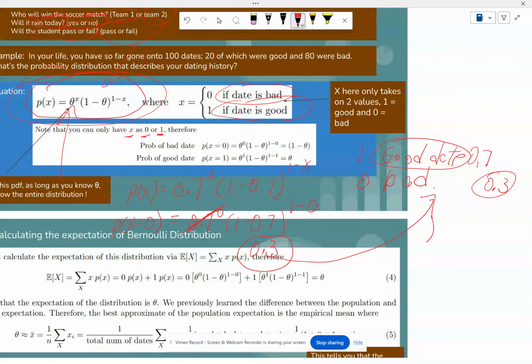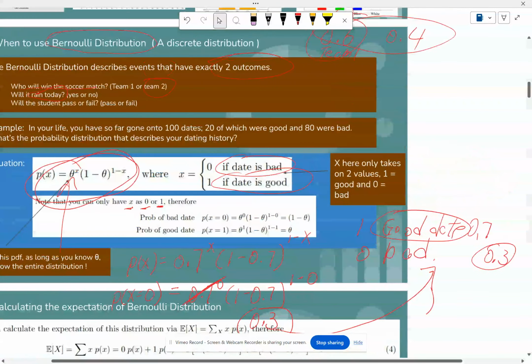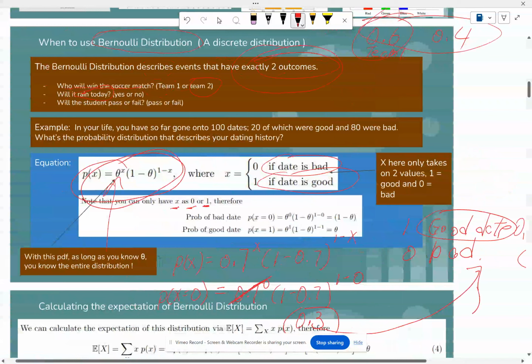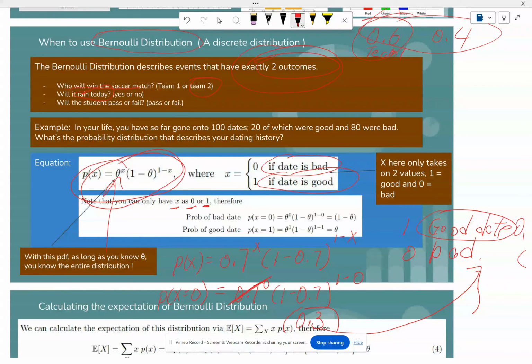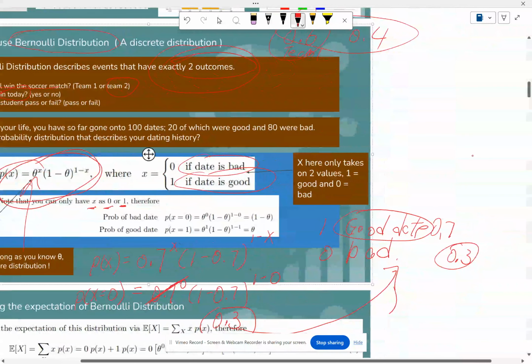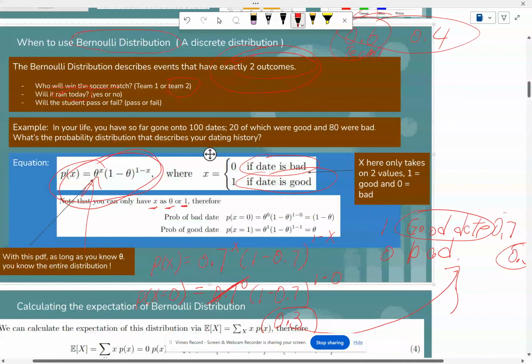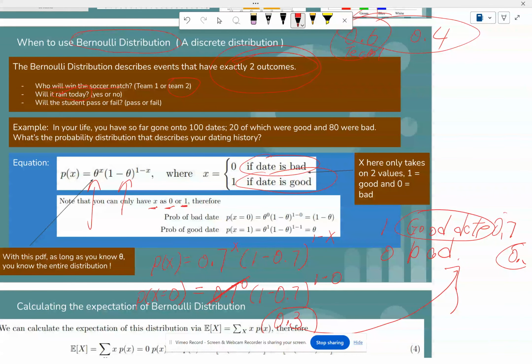So the equation is not accidental. This equation makes sense, since you pick one or the other. The very first situation you have is one with only two potential outcomes, where you can count the probability. If you know the probability of a good date, you put that probability into this one, and 1 minus the probability of success into the other.